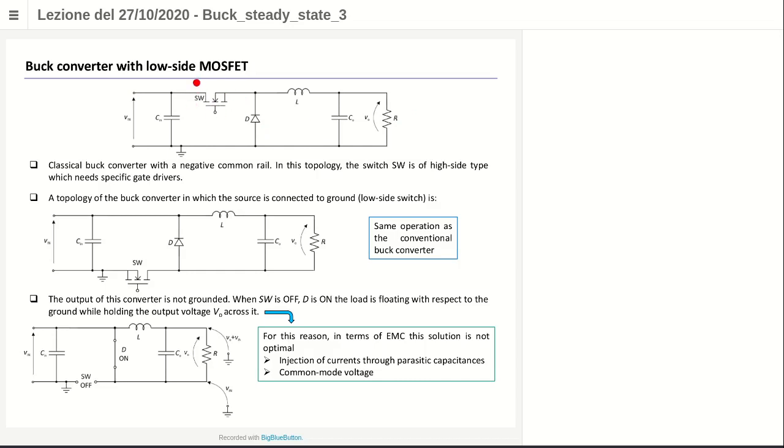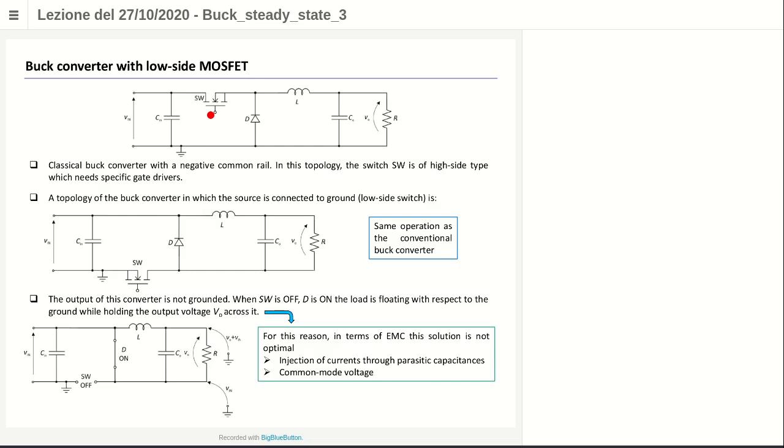is that we have to use a switch which is a high-side switch. Remember that a high-side switch is a switch which is not directly connected to the common rail. The source of this switch is connected to this node here, which is not fixed in voltage. It can change. When the diode is on, it is the negative common rail, but when the diode is off, this node rises up to the input voltage. So high-side switches require a specific driver to operate them. Typically, they are expensive with respect to the low-side switch.